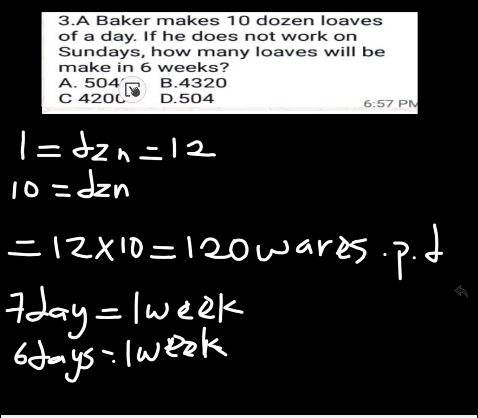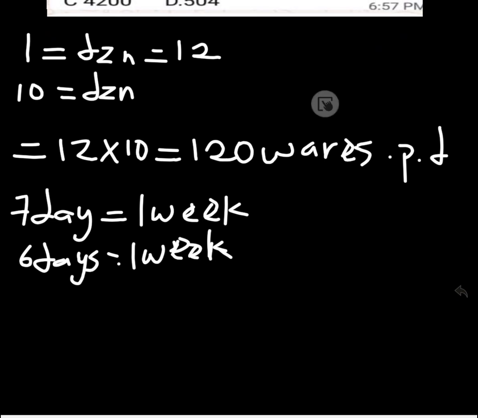Going back to our question again. If he doesn't work on a Sunday, 6 days make 1 week for him. How many loaves will he make in 6 weeks? Notice we are supposed to use 7 days make 1 week, but we will use 6 days make 1 week.